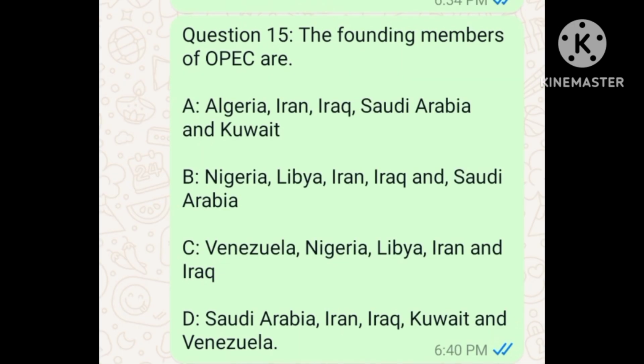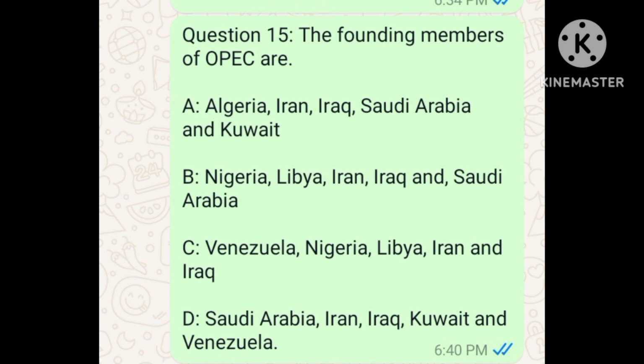Question number 15. The question is, the founding members of OPEC are. Option A, Algeria, Iran, Iraq, Saudi Arabia, and Kuwait. Option B, Nigeria, Libya, Iran, and Saudi Arabia. Option C, Venezuela, Nigeria, Libya, Iran, and Iraq. Option D, Saudi Arabia, Iran, Iraq, Kuwait, and Venezuela.